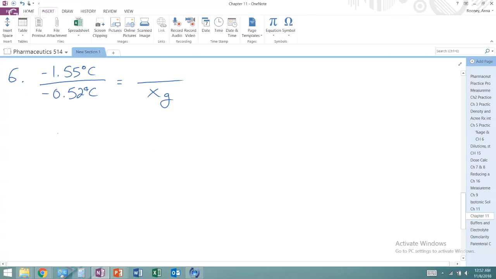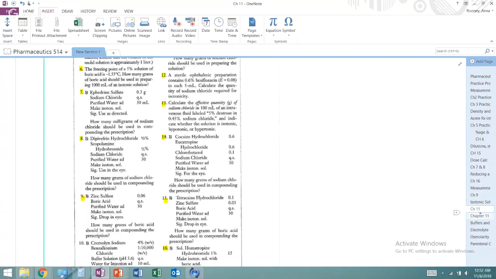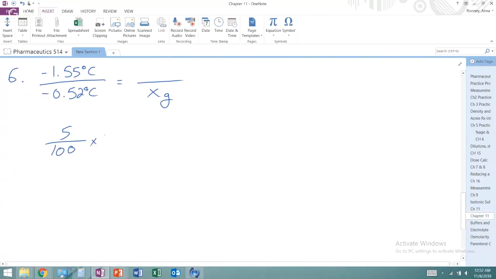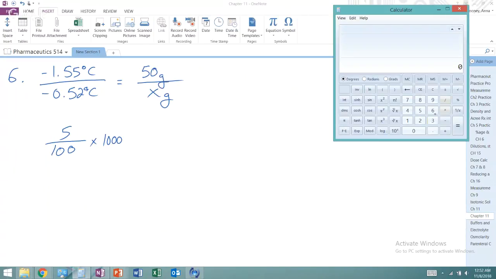So finding the amount of grams is 5 over 100 times, what is it they wanted? Yeah, they wanted 1,000 milliliters. So 1,000. So then you find out that this 5% solution contains 50 grams. So then you cross multiply. So 0.52 times 50.